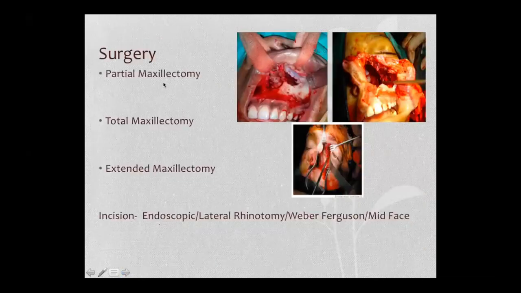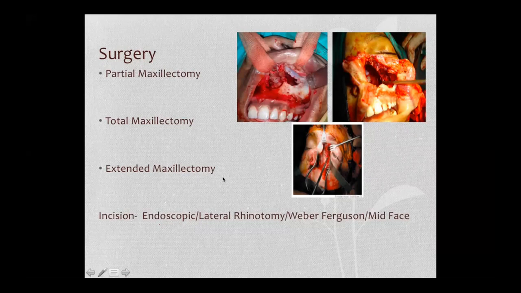Partial surgery is like partial maxillectomy, which may be an inferior partial maxillectomy or a medial maxillectomy. Total maxillectomy is the surgery we do for squamous cell carcinomas most of the time, unless the inferior wall is completely free, which is less likely. And then a Weber-Ferguson incision or lateral rhinotomy, depending upon the extent.